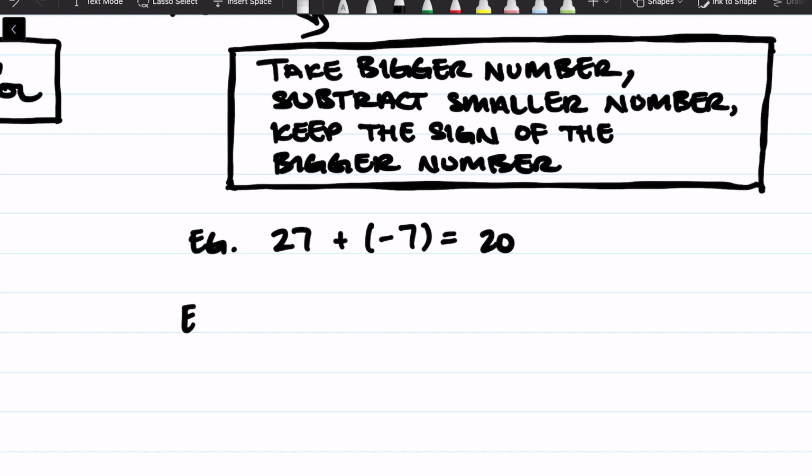Another example, though, is what if the opposite is true in terms of the team? So let's say we have 9 on one side and then plus, and let's say we have negative 19. Then what's going to happen? Well, take the bigger number, 19, minus the smaller number, 9. You're left with 10. But then you take the sign of the winning number.